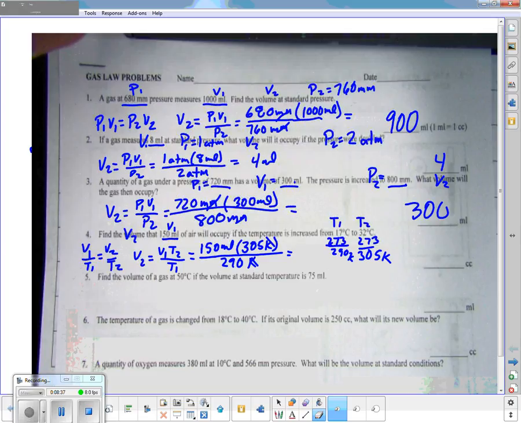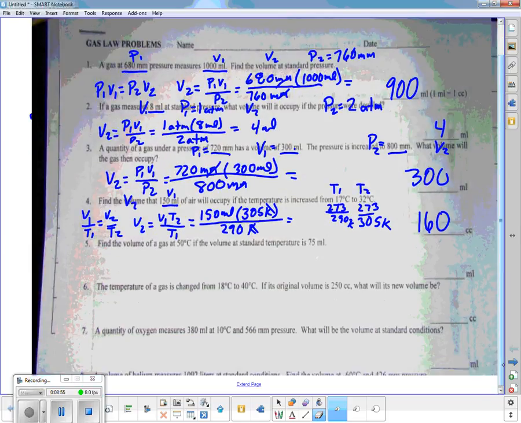Okay, what do we get? Well, 157. Sig figs, 7. What do we get? 160. Okay. We don't have to put it in cc's. Milliliters are cc's. 1 milliliter is equal to a cubic centimeter, right?